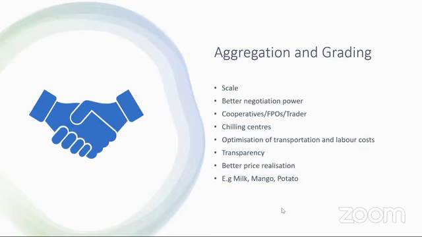Basically, if we undertake aggregation and grading at a village level or at an FPO level, you get the right scale. If you have the right scale and right quality of produce, then you can negotiate the price better. Third, it leads to optimization of transportation and labor cost. And if you are also undertaking grading, especially, then there is better transparency.